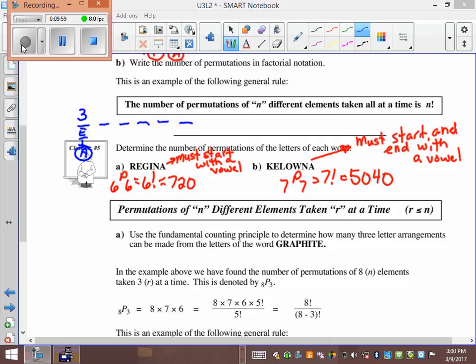Pretend I keep the A here. How many letters do I have left now? 5, 4, 3, 2, 1. So could I technically say 3 times 5 factorial? Yeah. And that is 360. Then we have Kelowna, which is 7 letters. It has 3 vowels. It has to start and end with a vowel.